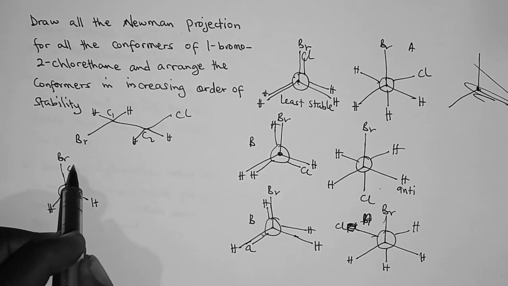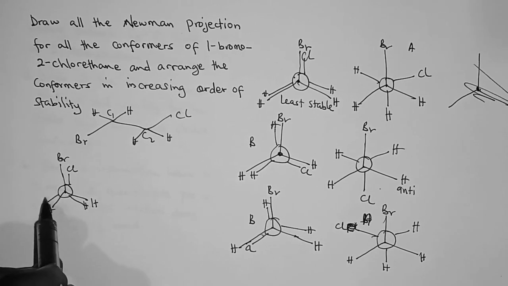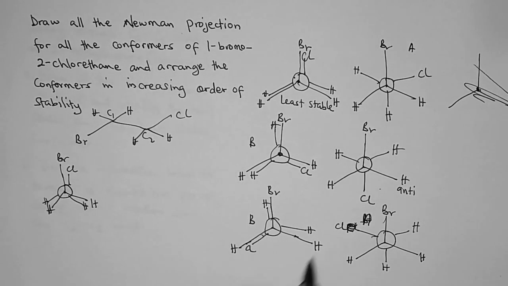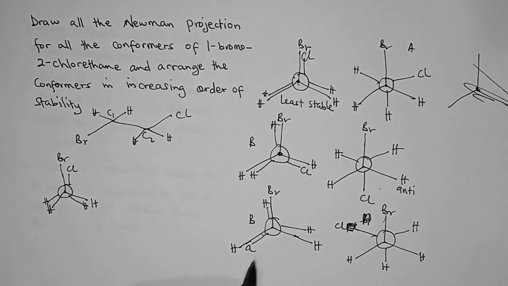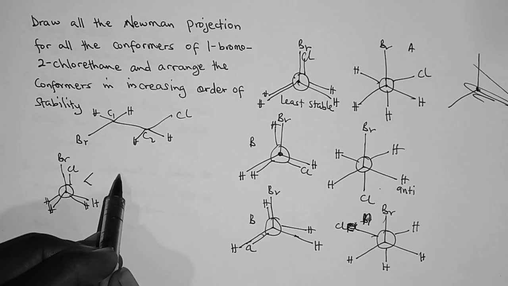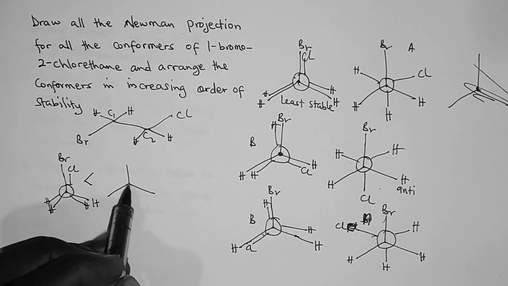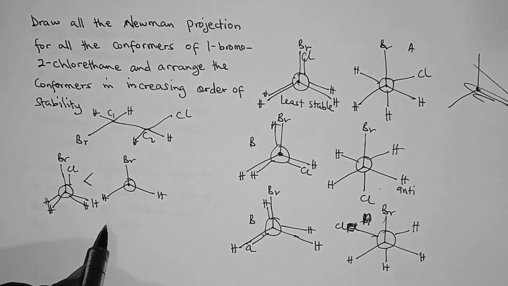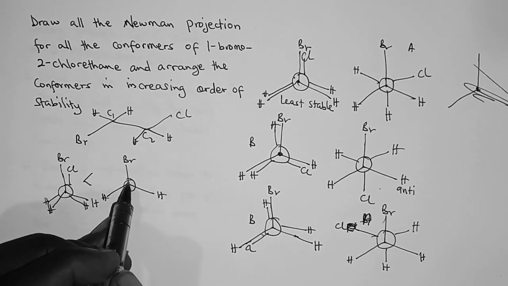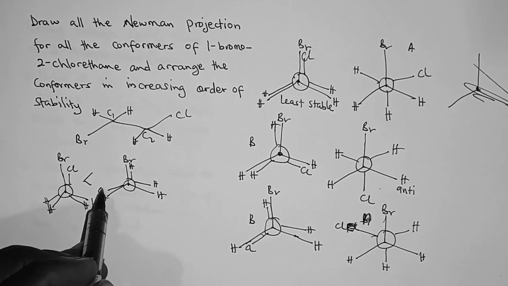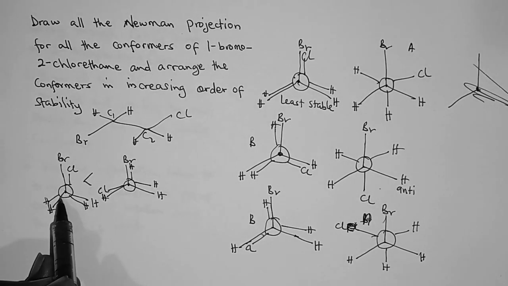First conformer. So there's a chloro group here. Proton and then proton. Then the next stable conformer is this conformer. Remember we said that eclipse conformers are very less stable. So this one is less, in terms of stability, than this conformer. So this is a bromine group, this is a proton, this is a proton, and then this is a proton, this is a proton, and then this is a chlorine. So this conformer is more stable than this.